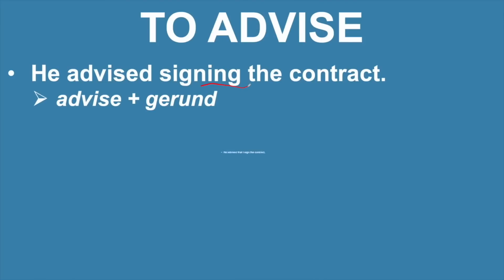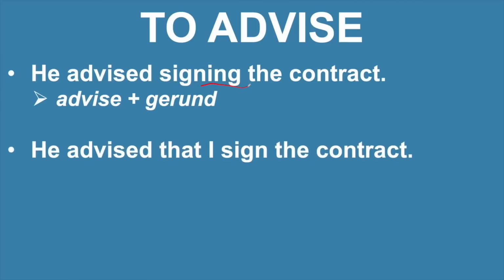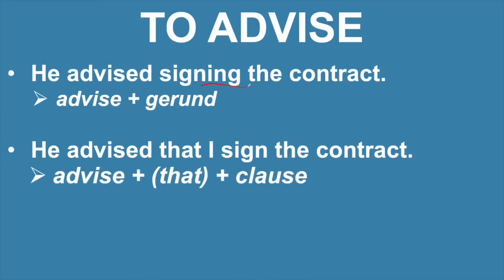And you can also say, he advised that I sign the contract. So what do you notice about this sentence structure? Well, it's advise plus that, which is optional. And then we have our clause, subject, verb, and then our object. So this is also the exact same sentence structure you can use with recommend or suggest.